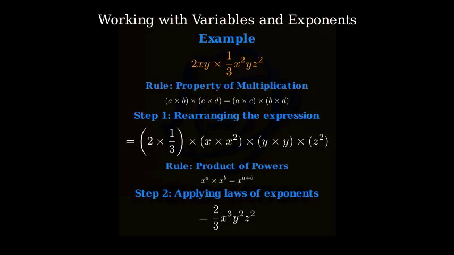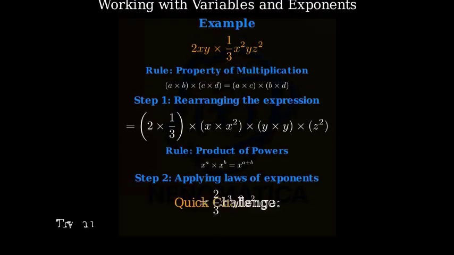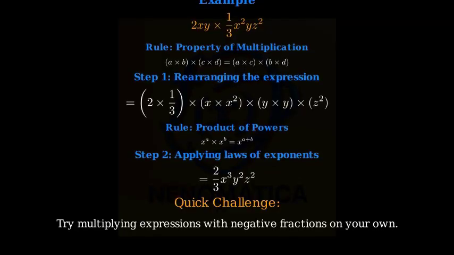Remember, when we multiply variables with exponents, we add the exponents. Quick challenge. Can you predict what happens when we multiply negative fractions with variables? Try the next example before we show the solution.